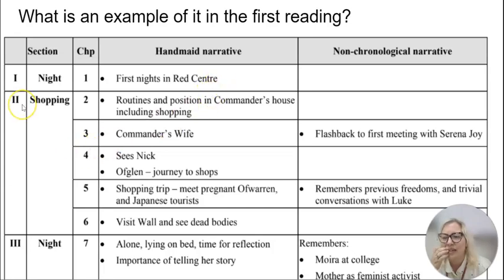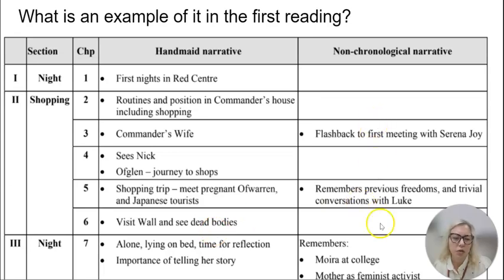Okay, so the second section, Roman numeral 2, is called Shopping. And this section has multiple chapters. So you can see we've got 3, 4, 5 chapters in this section. And the things that are happening in the current timeline are routines and position in Commander's house, including shopping. Commander's wife is described. She sees Nick, talks about Ofglen and the journey to the shops, their shopping trip. They meet Pregnant of Warren and the Japanese tourists. They visit the wall and see the dead bodies. So all of these things are happening in the current timeline.